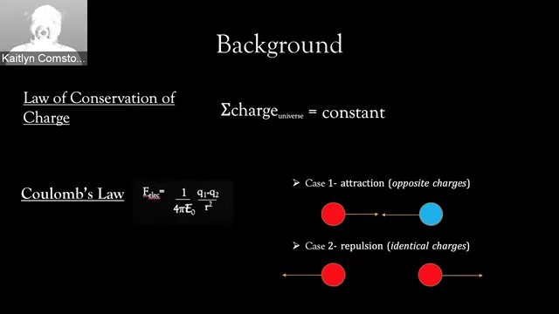The law of conservation of charge states that the sum of charges in the universe remains constant. Although charges cannot be created nor destroyed, they can be transferred among objects through physical contact or processes at a distance. Coulomb's law states that the electric force an object experiences from a nearby object is proportional to the product of the charges of the two objects divided by the square of the distance separating them.